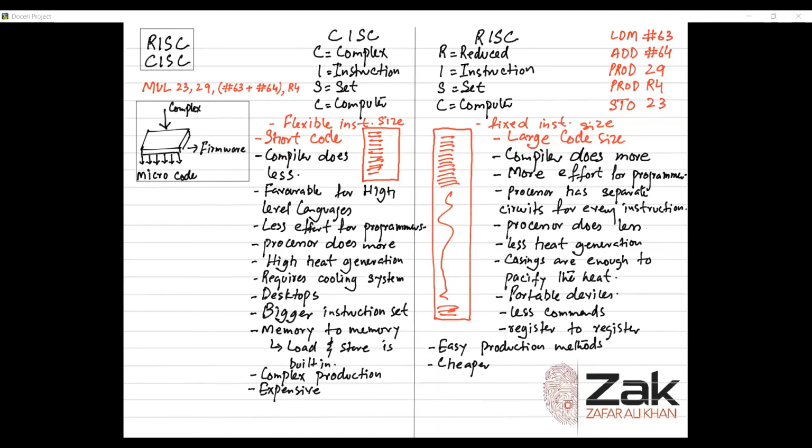we have to load the data to accumulator with LDM, LDD, LDI, LDX, LDR, and then we process it in the registers, and then afterwards at the end we store it back to the memory. So this is called register to register working.